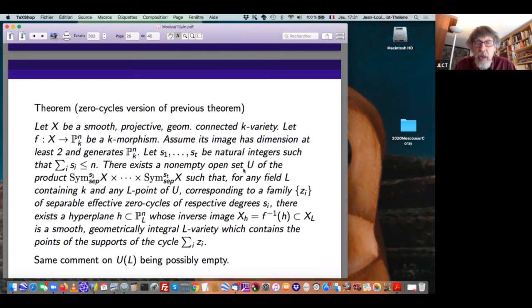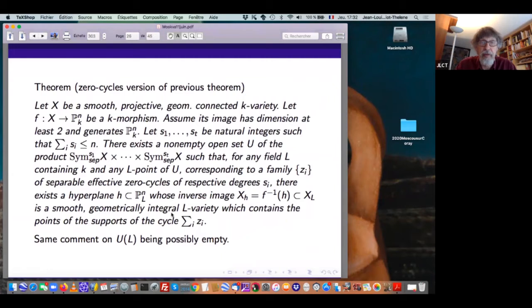And then the statement is that there exists a non-empty open set U of the product Sym^S1_sep X cross ... cross Sym^St_sep X, such that for any field L which contains little k, and any L-point of U corresponding to a family Zi of separable effective 0-cycles of respective degrees Si, okay, an L-point here corresponds to an effective 0-cycle of degree S1 over the field we're looking at, there exists a hyperplane whose inverse image, defined over L, is a smooth geometrically integral L-variety which contains the points of the support of the cycle, the sum of the Zi. Okay, same comment. I'm not saying that U(L) is not empty. If U(L) is not empty, then we find this. Okay, right. So that's Bertini's theorem for finding hyperplane sections, inverse images of hyperplanes, which contain a given set of closed points.